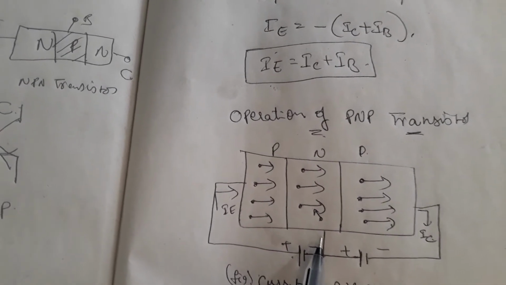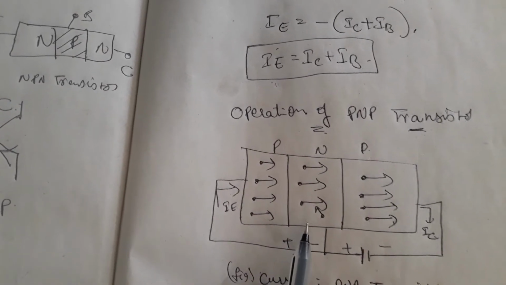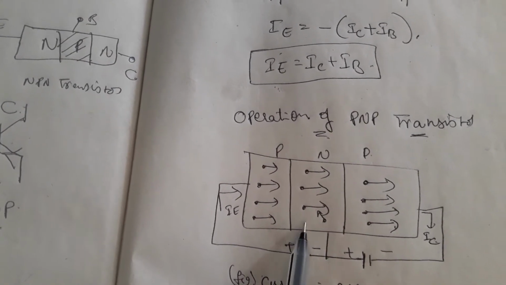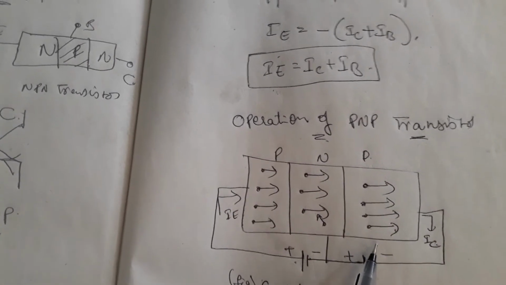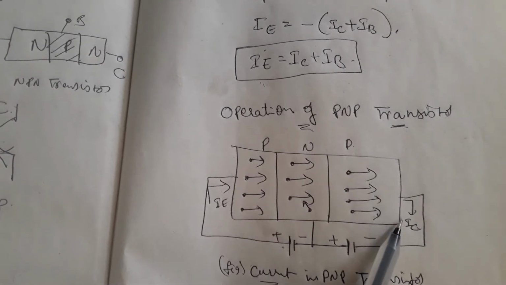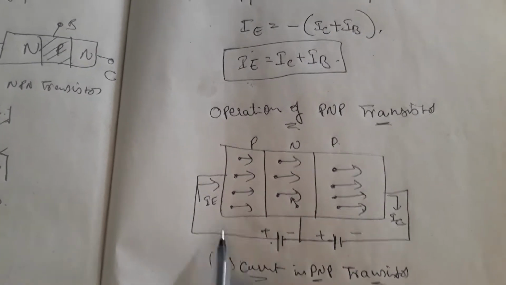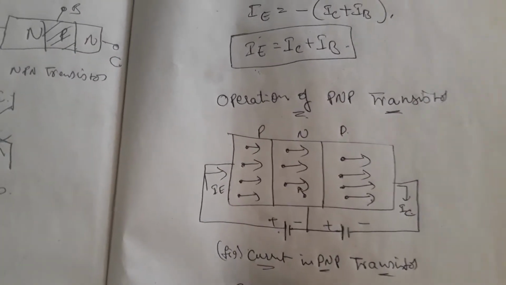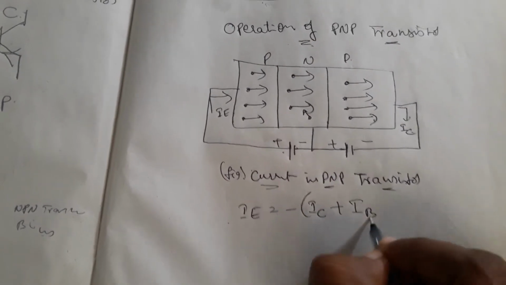The remaining holes, more than 95% of holes, cross over into the collector region to constitute a collector current IC. Thus the collector current and base current when summed up give the emitter current. So IE equals minus of IC plus IB.